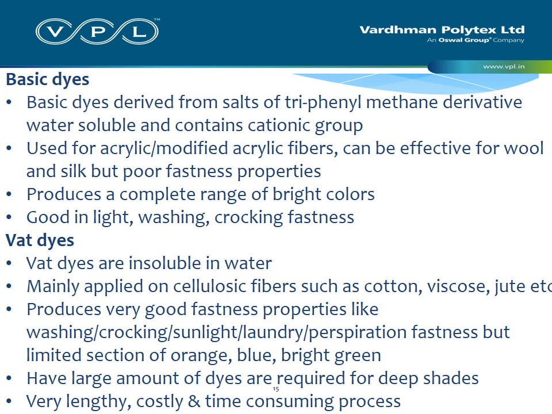Vat dyes. Vat dyes are insoluble in water, mainly applied on cellulose fibers such as cotton, viscose, jute, etc. Produce very good fastness like washing, crocking, sunlight, laundry and perspiration fastness, but limited selection of color like orange, blue, bright green. A large amount of dye is required for deep shade. Very lengthy, costly and time consuming process.